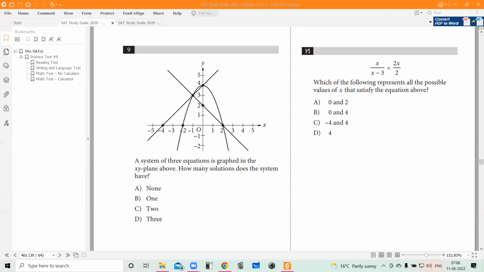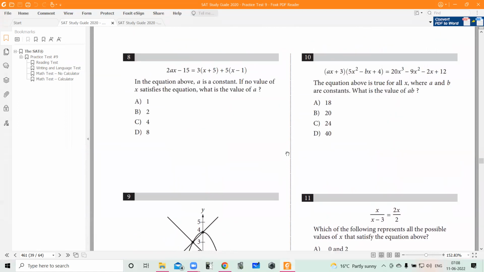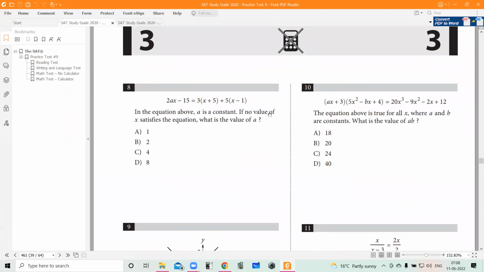Okay. Next one is number 10. All right, so I substituted a number for x and solved it, and I got 8 minus b is equal to 9, but I didn't know what to do with it.